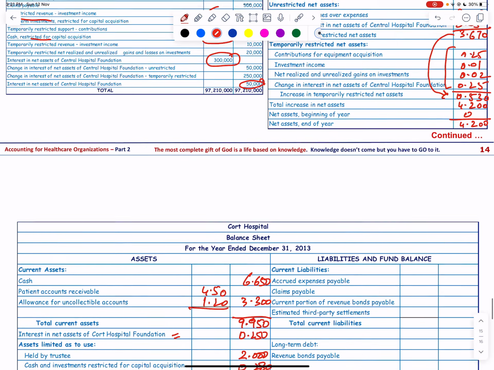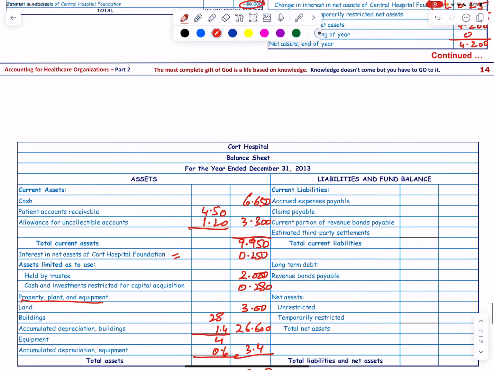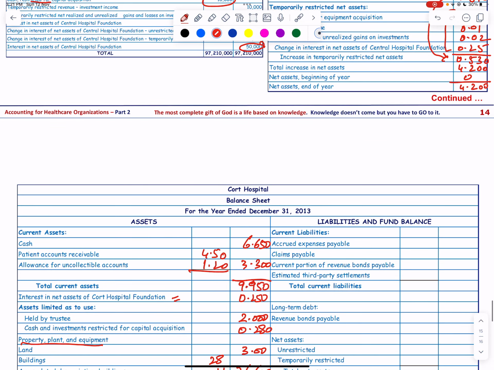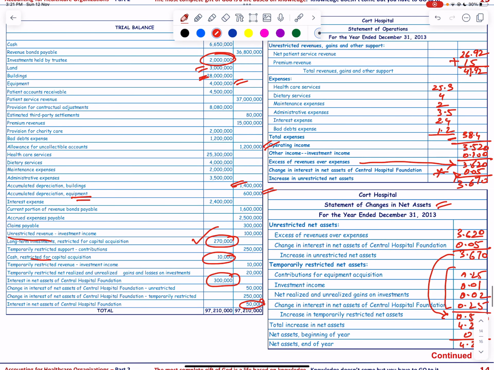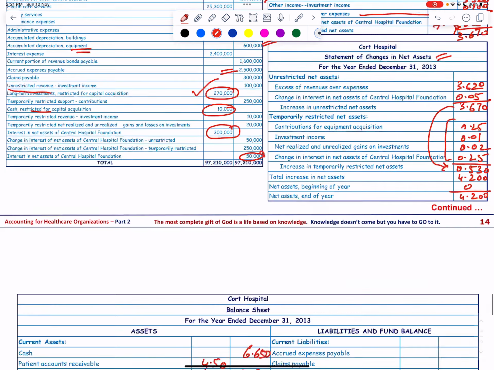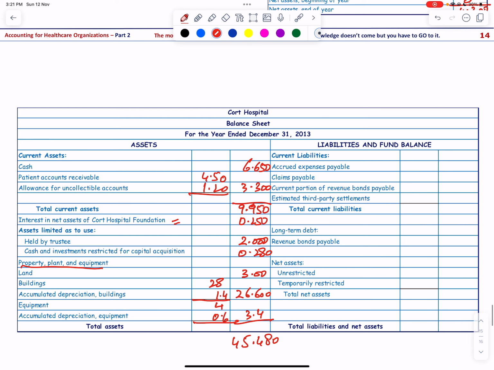Then we will look into the liabilities, and the liabilities are accrued expenses payable, and accrued expenses payable are how much? Accrued expense payable is 2,500,000.